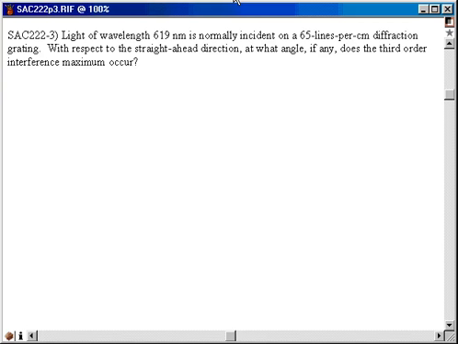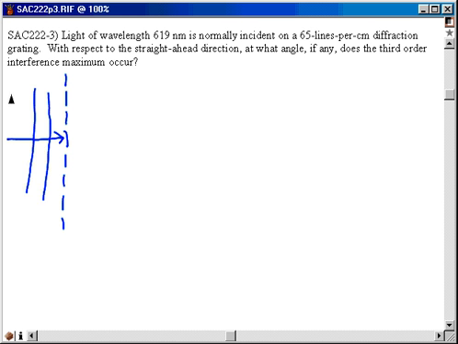Problem number 3 is an interference problem. We've got light of a specific wavelength incident on what's referred to as a diffraction grating. A diffraction grating would more properly be referred to as an interference grating, because the phenomenon under consideration here is interference rather than diffraction. So light passing through one slit interferes on the other side of the grating with light passing through other slits.